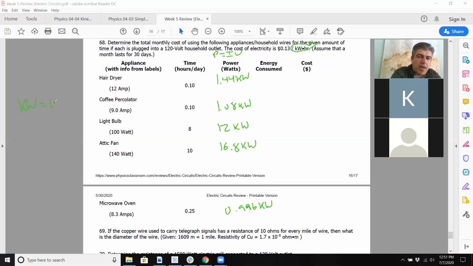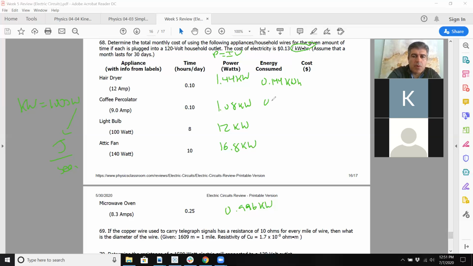kilowatt is 1,000 watts. Remember, a watt is a joule per second. So there's already time units built into it. And to get a kilowatt hour, just simply multiply kilowatts by the hours. That's all you're doing. So this will be 0.144 kWh.